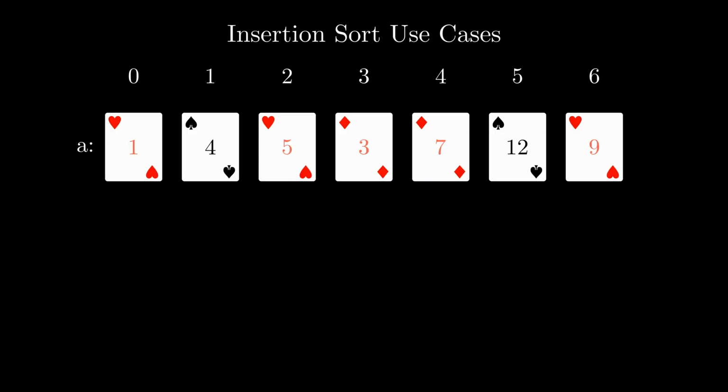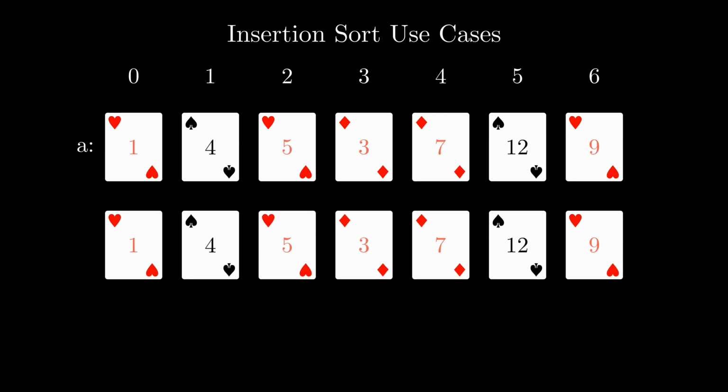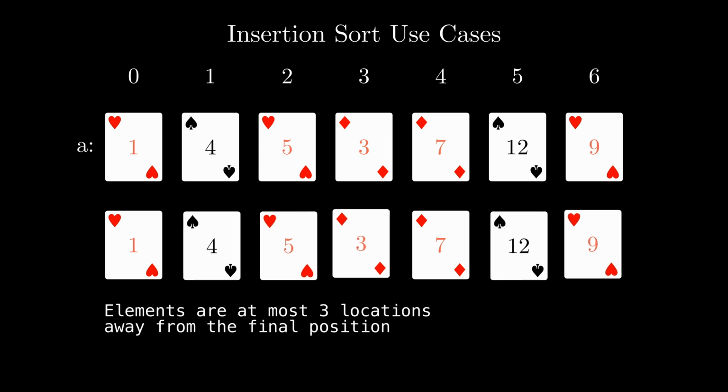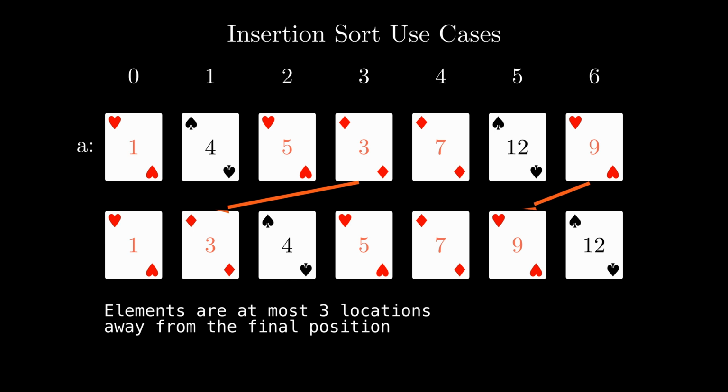Many people say that the insertion sort algorithm is a very slow sorting algorithm, but in certain cases it can actually be way faster than other sorting algorithms like merge sort or radix sort, which are considered to be way faster on paper. Let's imagine having a very large array where all the elements are almost in their correct places, meaning they're at most 3 locations away from their final destination. Well, in that case, the insertion sort algorithm would be way faster than merge sort or radix sort.